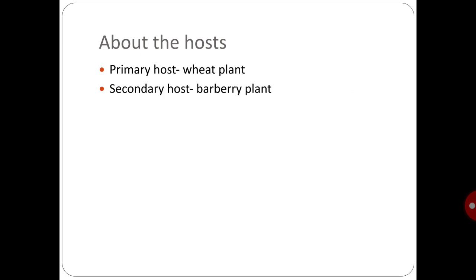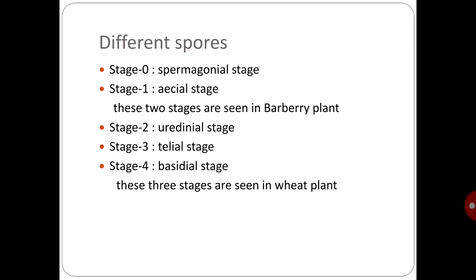As I told in the beginning slides, it has two host plants. One is the primary host, that is the wheat plant, and the second one is the barberry plant. It is also called the secondary host. This Puccinia pathogen causes 5 different spores on 2 different host plants. They are stage 0, stage 1, stage 2, stage 3, and stage 4.